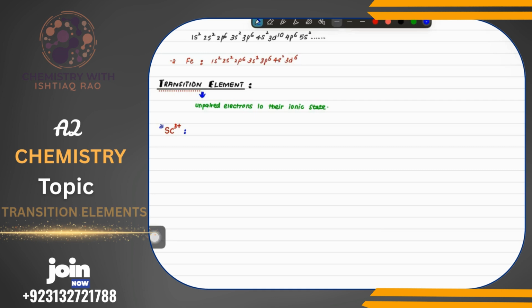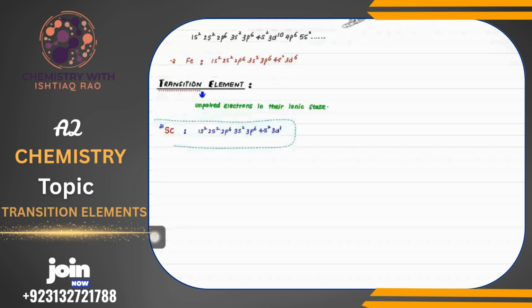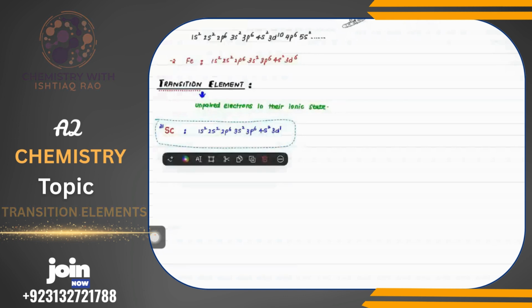First of all, I am going to write the original configuration, then I would be writing down the ionic configuration, right? So first, the normal one. That is going to be 1s2, then 2s2, then 2p6, then 3s2, then 3p6, then 4s2, and then 3d1. That's the electronic configuration. Then after writing this one, I'm writing the electronic configuration of its ion, the 3+.